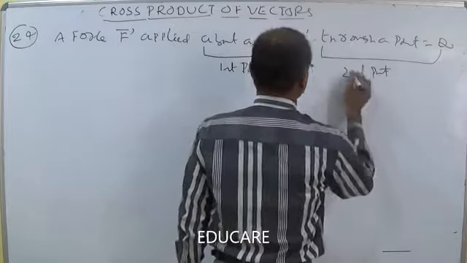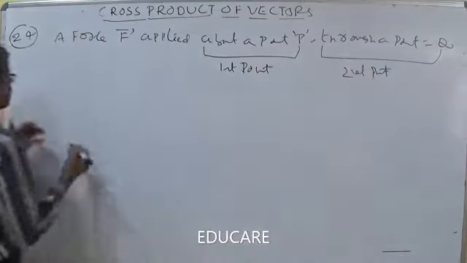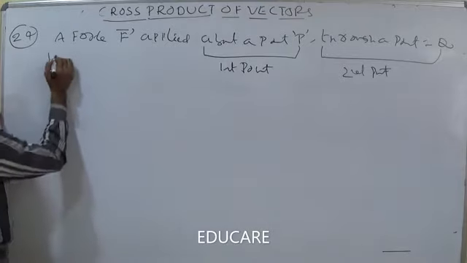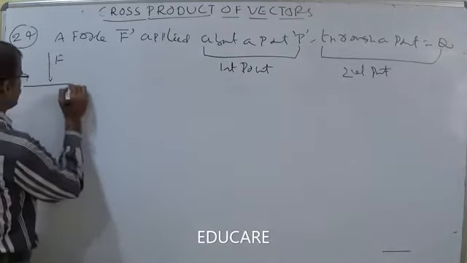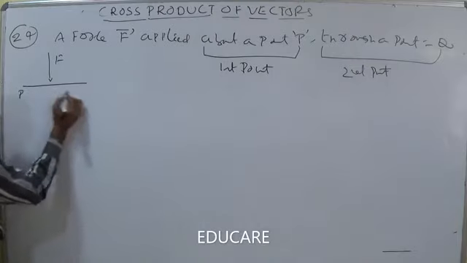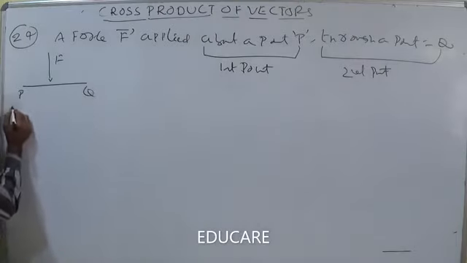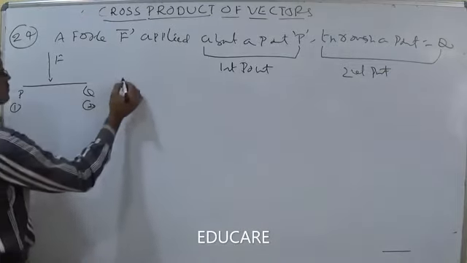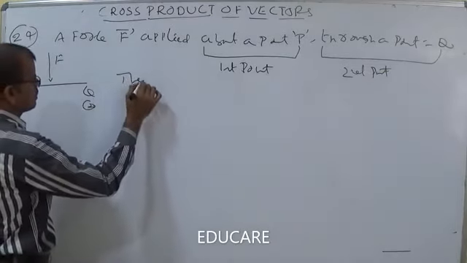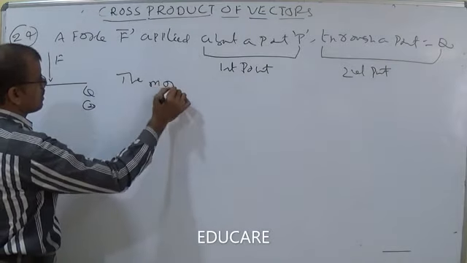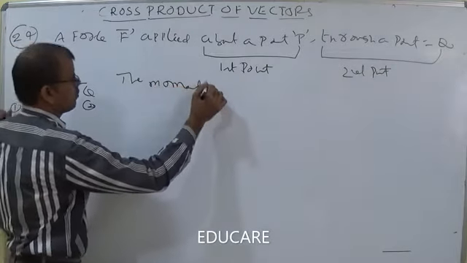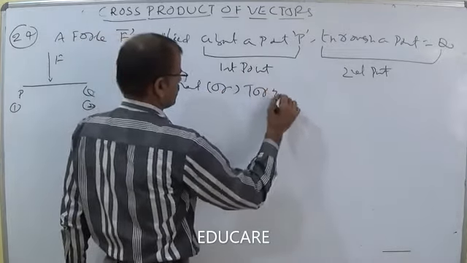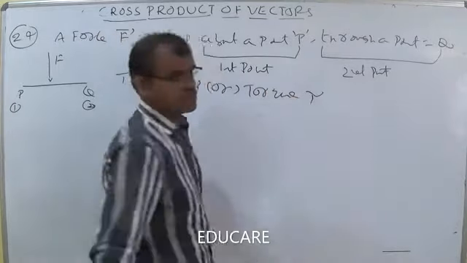So what is the first, what is the second? He gives about and through. A force F, this is F bar, applied about P and through Q. This is the first point and this is the second point. Then the moment or torque, that torque is indicated with tau.